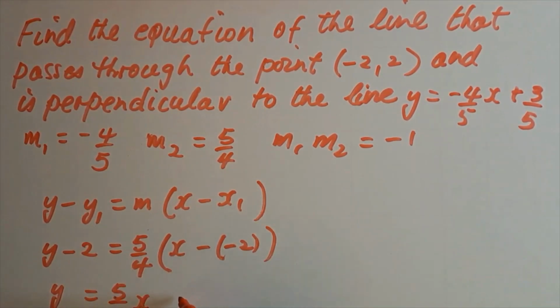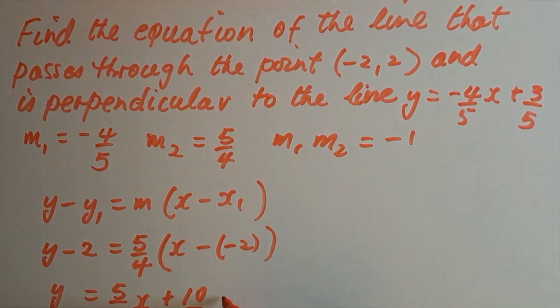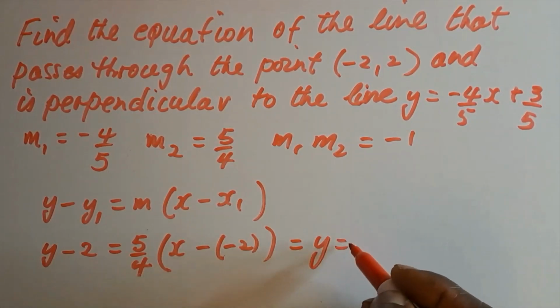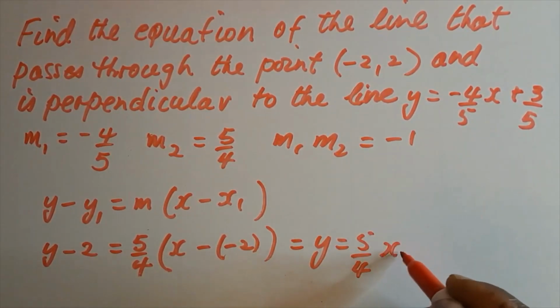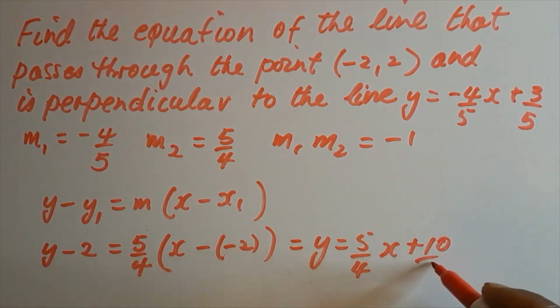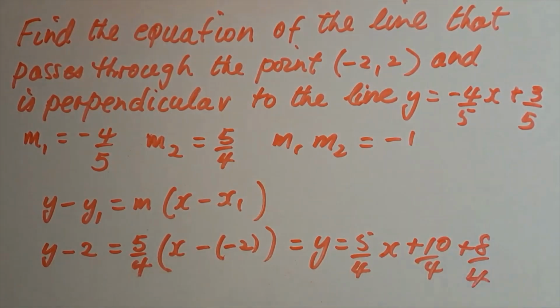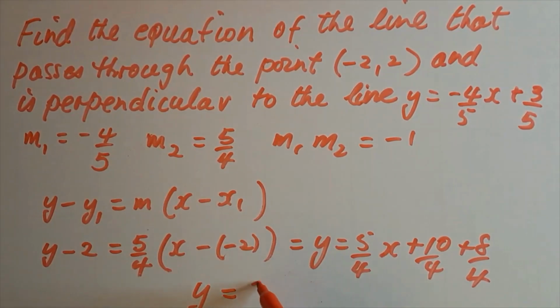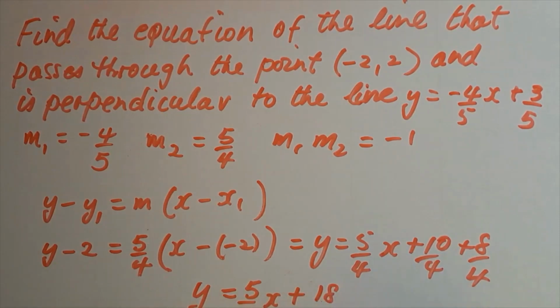So this gives us y is equal to 5/4 x add 10/4 add 8/4. So y is equal to 5/4 x add 10/4 add 8/4, which simplifies to give us that y is equal to 5/4 x add 18/4.